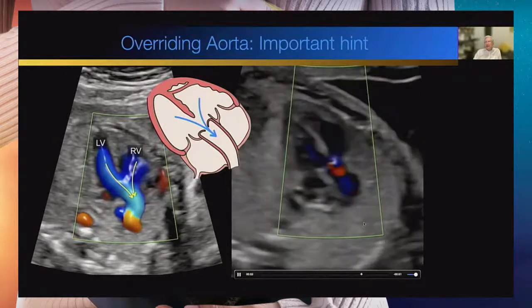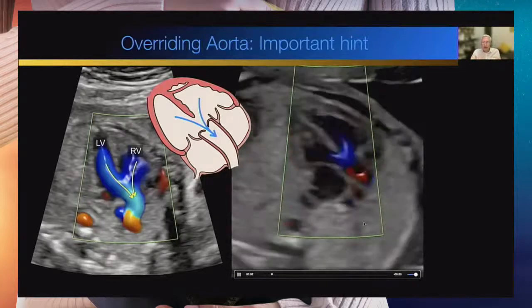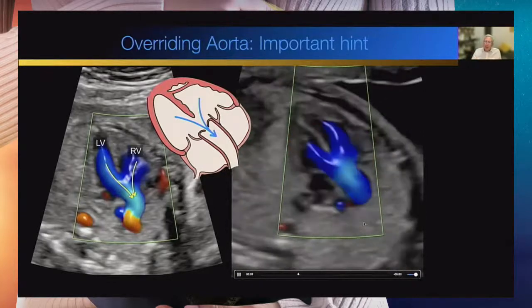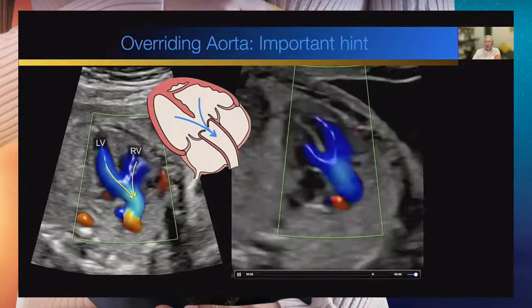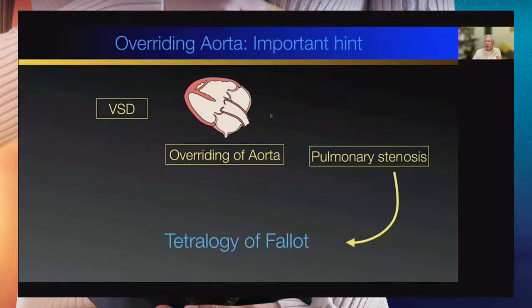So in general, people say, oh, I see overriding of the aorta, I'm sure it is a tetralogy of Fallot. But this is not yet the case. It is the most common condition, but when you see this, you should look for other signs, especially what is happening with the pulmonary artery. Is there a pulmonary stenosis? Then it's a tetralogy of Fallot.